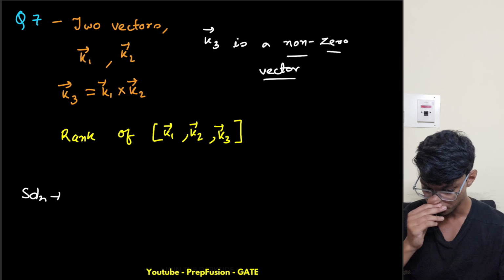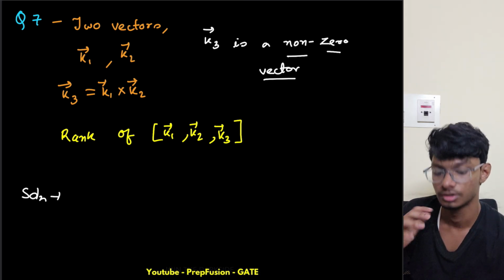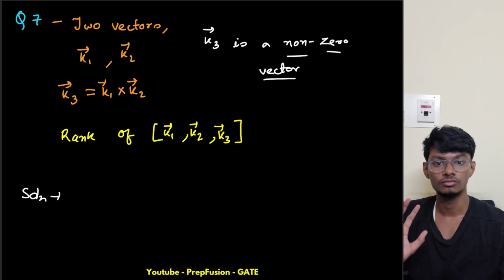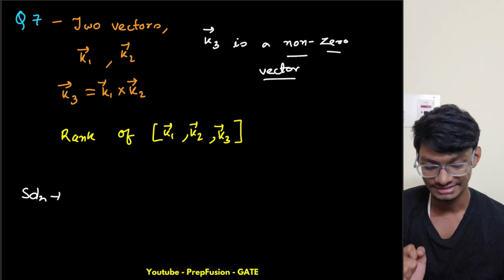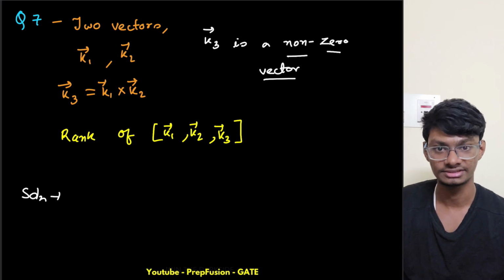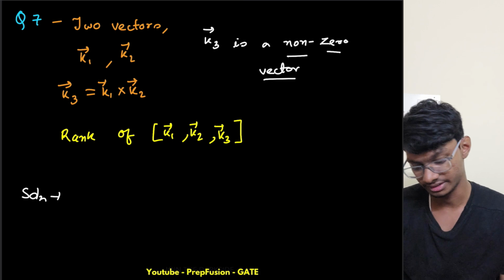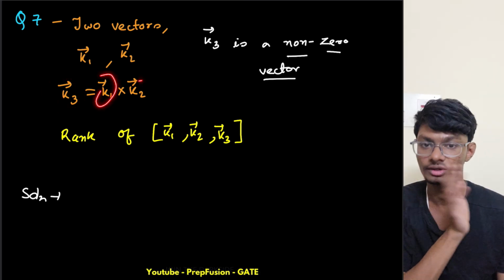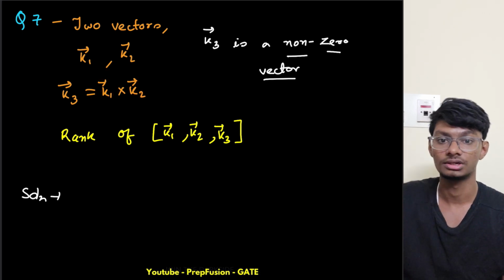K1, k2. Just think what will be the rank of this k1, k2, k3. What I know from my class 11 days is that if I do a cross multiplication, the output direction that I get, k3, will be perpendicular to k1 and k2. So it will be some other direction, right?